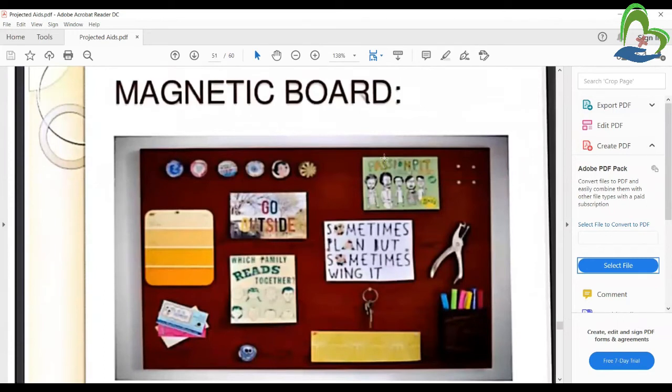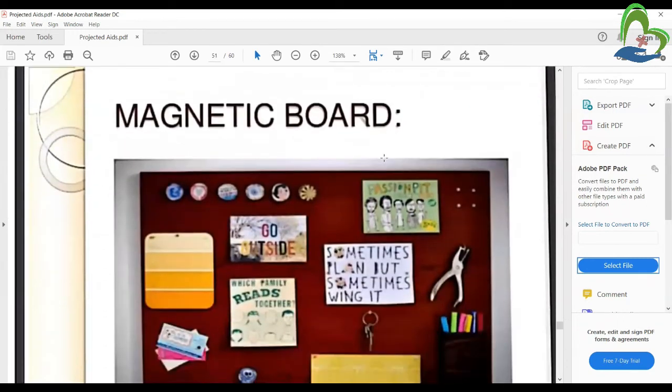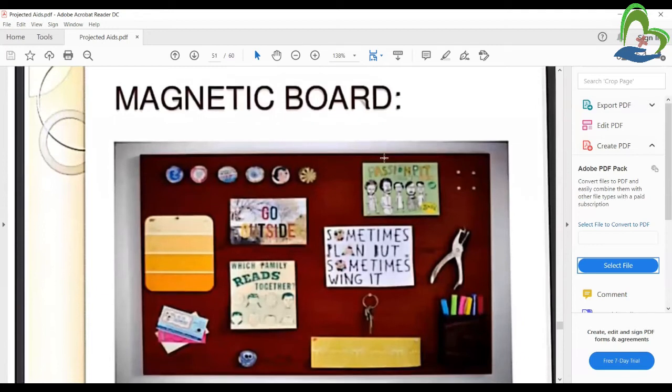Then the magnetic board. When we use this type of magnetic board, in scope it is the same as a notice board. We use this magnetic board to stick up pins and keys also in this structure, right?